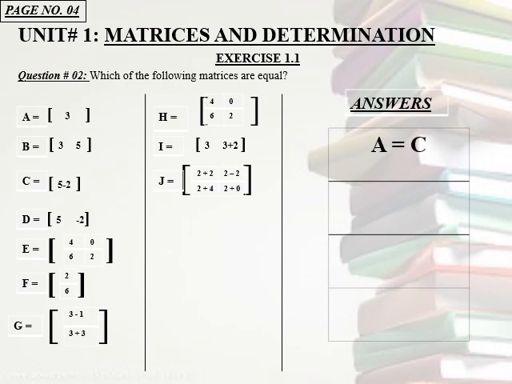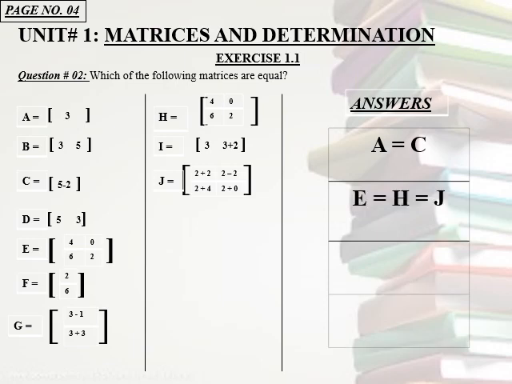Same goes for the rest of the matrices. Do the rest of this question by yourself and match each matrix with all the 1 by 1 matrices. Remember, more than 2 matrices may be equal, like E, H and J are equal matrices.